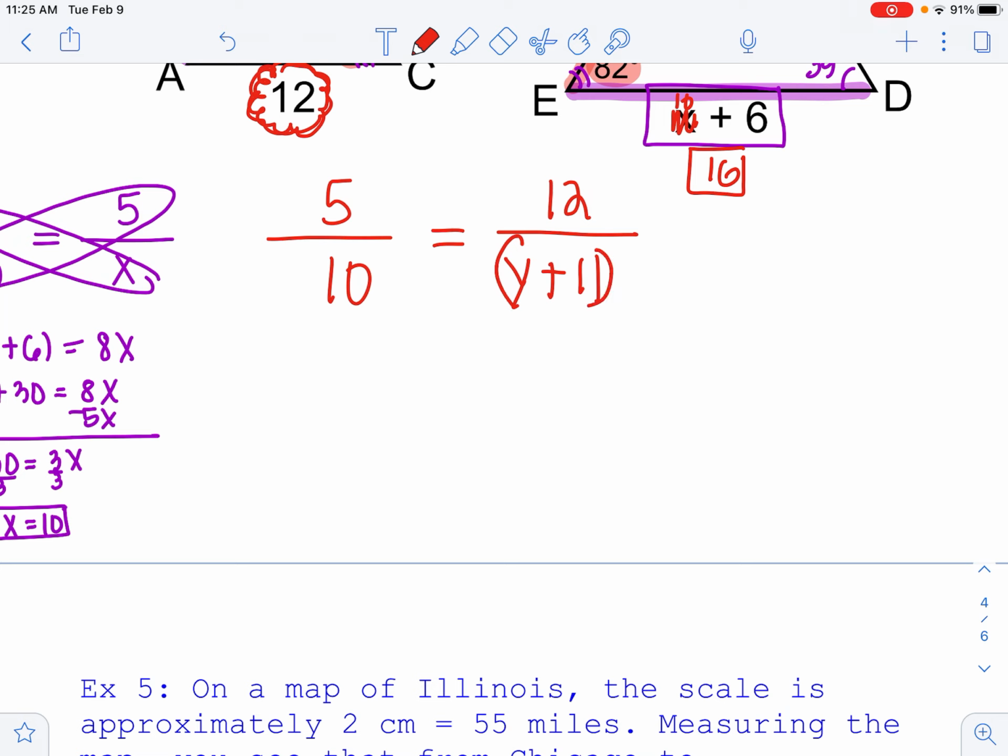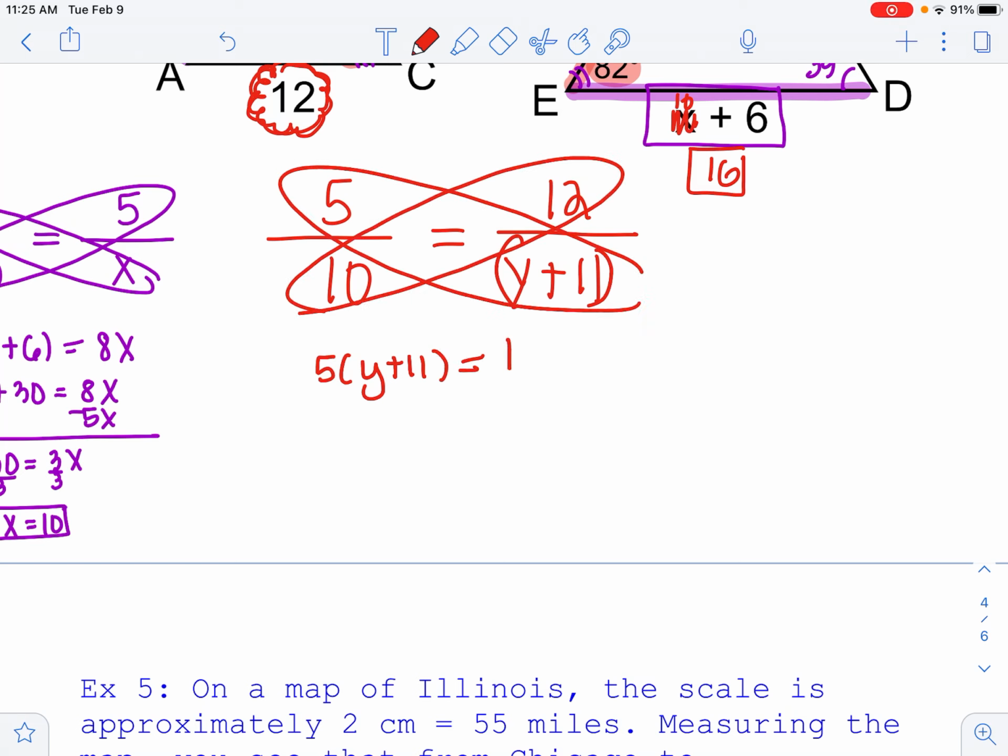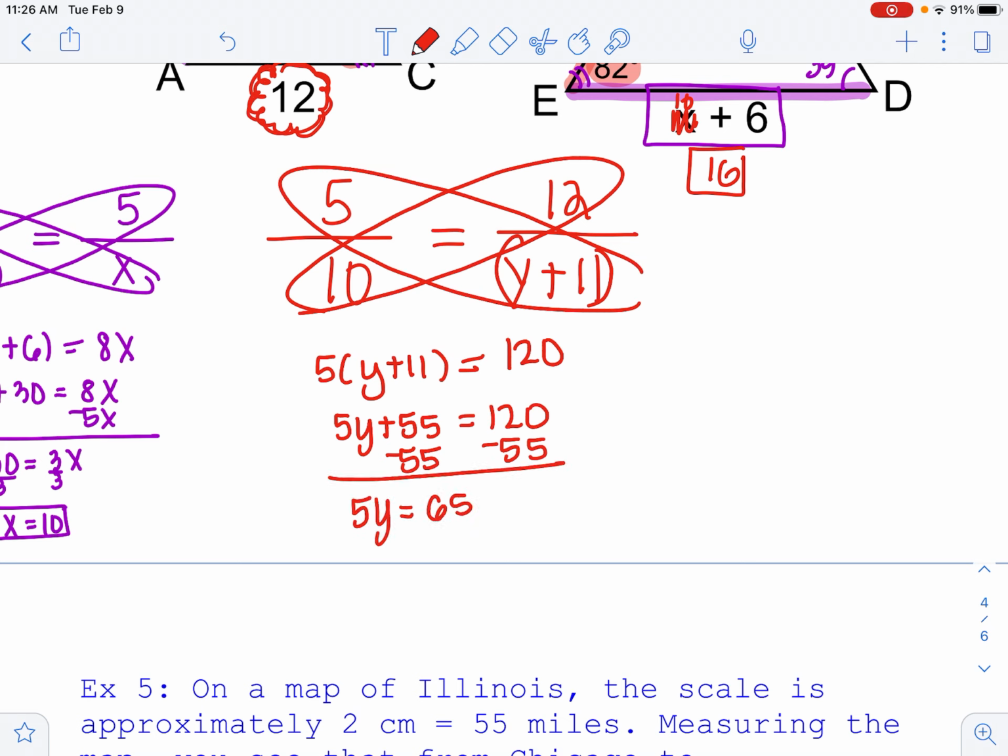And now I need to cross multiply to solve this. This is a binomial, so I'll put it in parentheses. 5 times y plus 11 is equal to 120. Distribute your 5: 5y plus 55 is equal to 120. Subtract 55 from both sides. 5y is equal to 65, and then divide both sides by 5, and you get y is 13.